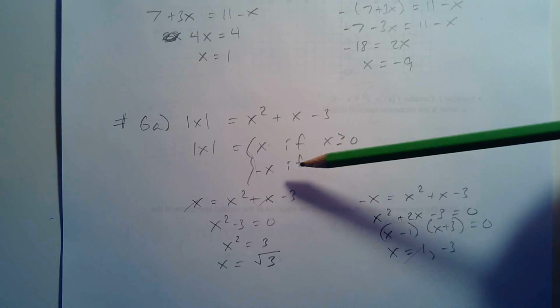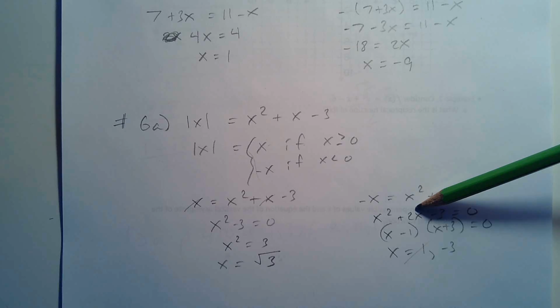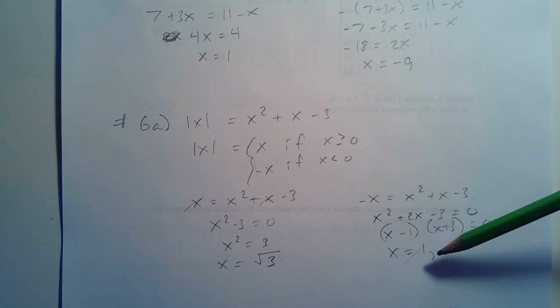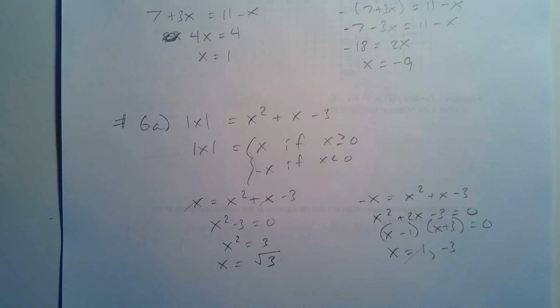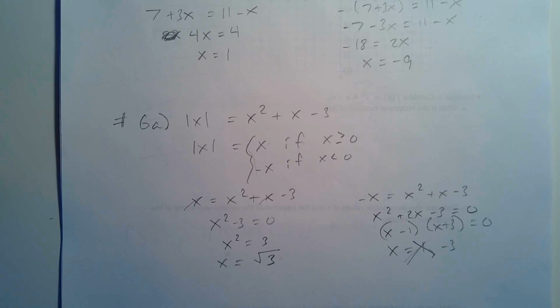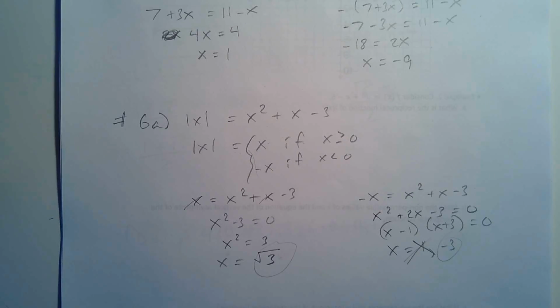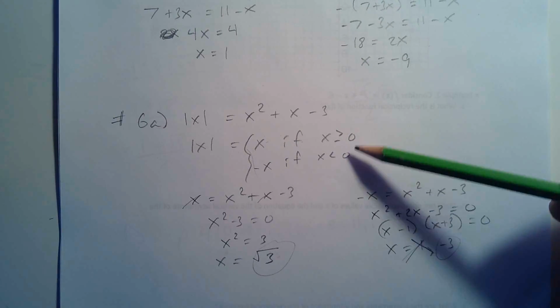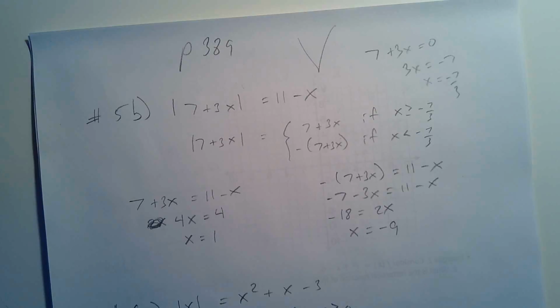Then we do the negative version. It's right here, and now we collect it, and then we can factor it. So you get x minus 1 and x plus 3. You get two answers, 1 and negative 3, but 1 is not less than 0. So this one is not an answer. That's extraneous. So your solution is root 3 and negative 3. Those are your two answers. Again, when you get your answers, you have to test them against these inequalities.